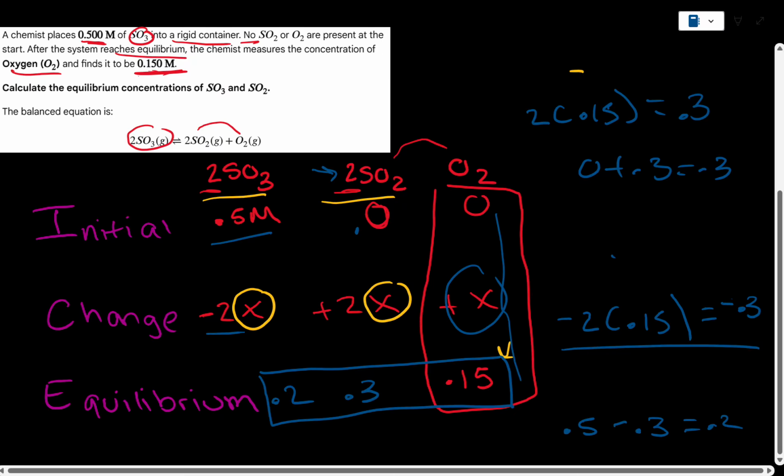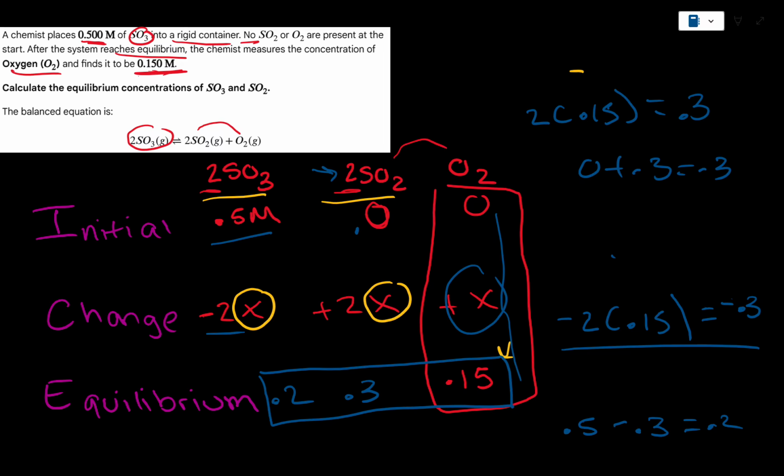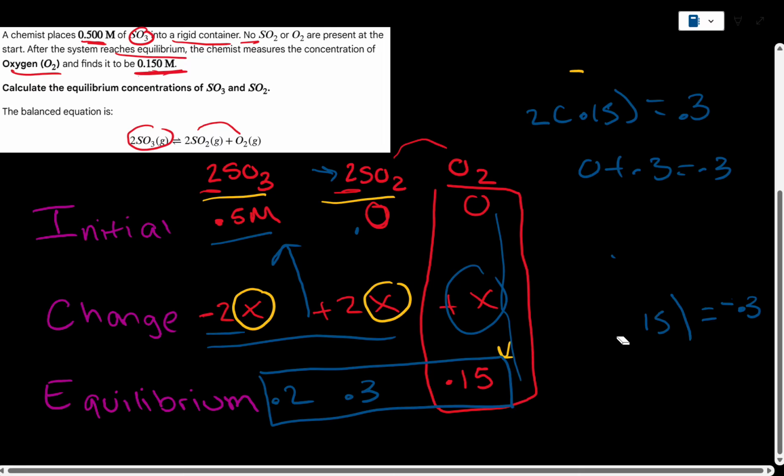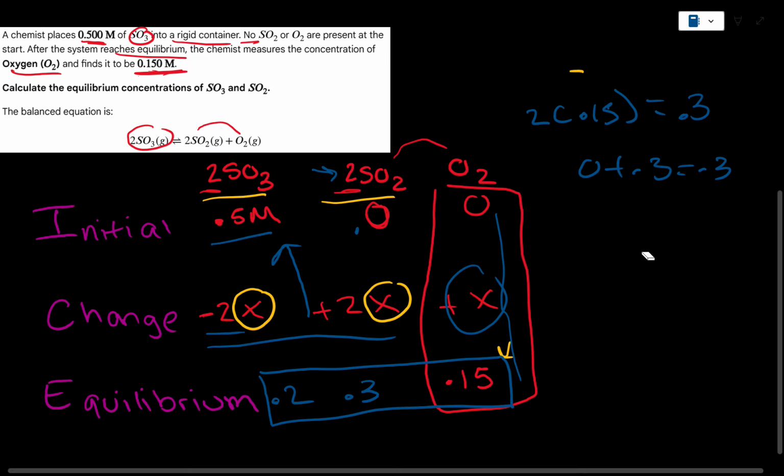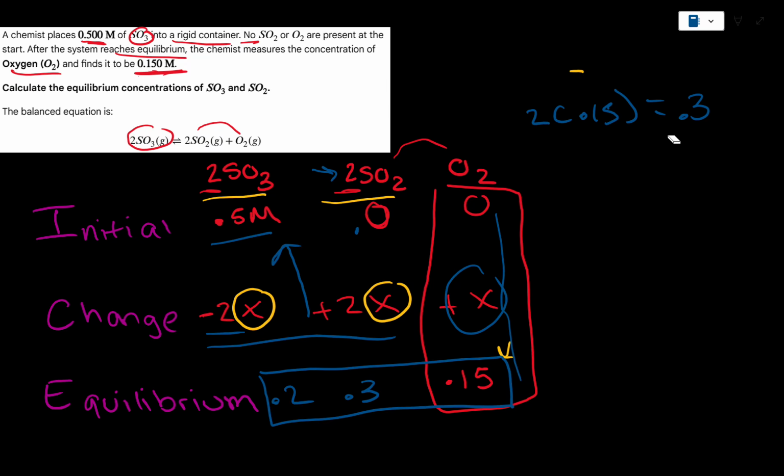And then once we found out what x was, we could find out what the change was by substituting x for 0.15. And then once we figured out what the change was, we could then add or subtract respectively to its initial value. So I'm going to erase some of this stuff right here, because now that we have all of the equilibrium concentrations, we can now find the equilibrium constant.